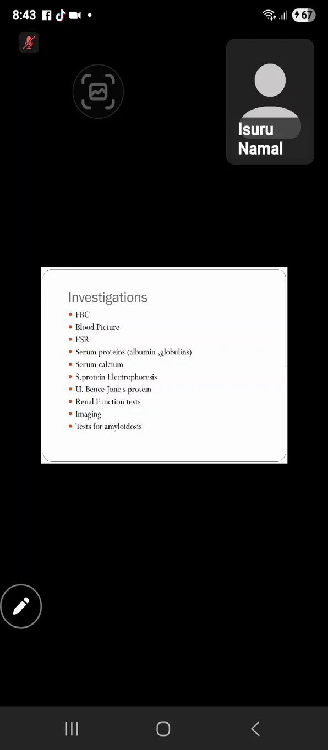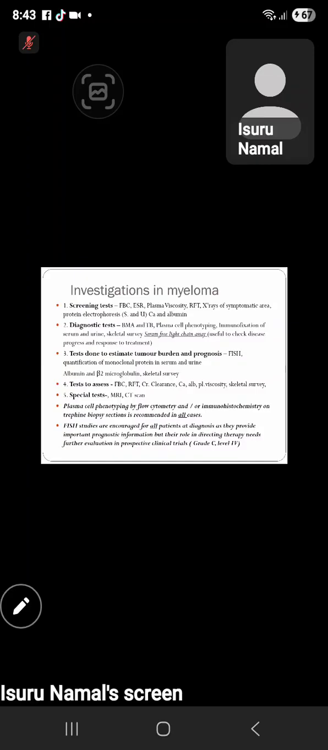Investigations in myeloma we can discuss under a few categories. Screening tests are full blood count, ESR, and X-rays, right? And protein electrophoresis, calcium and albumin. Diagnostic tests are bone marrow aspiration and trephine biopsy.